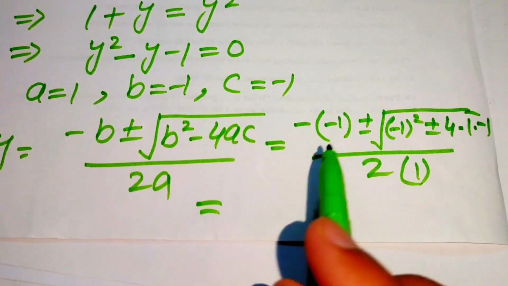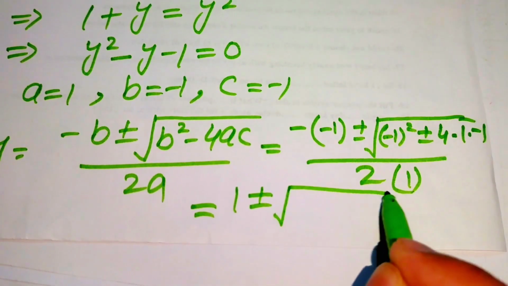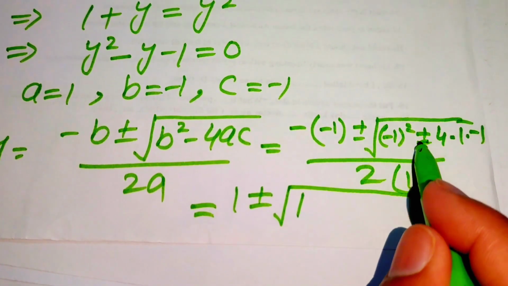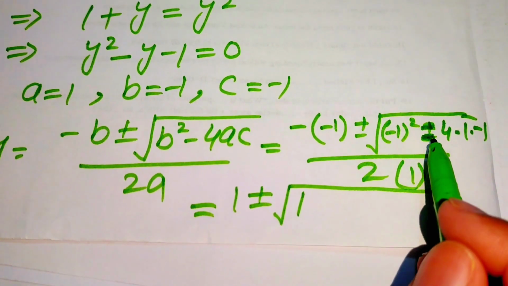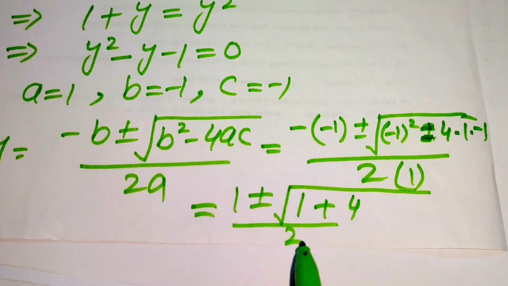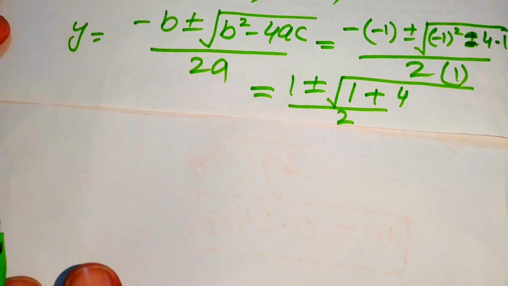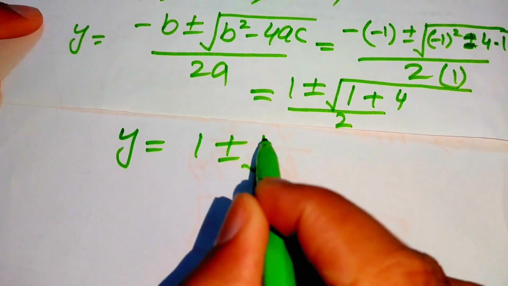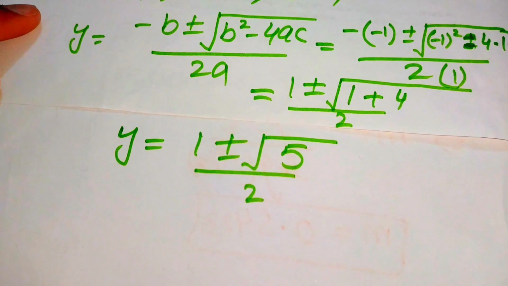After simplification we get 1 plus or minus the square root of minus 1 squared, which is plus 1, and minus times minus becomes plus 4, and this whole divided by 2. So here we get the value of y equals 1 plus or minus the square root of 1 plus 4, which is 5, over 2. So here we have two cases.